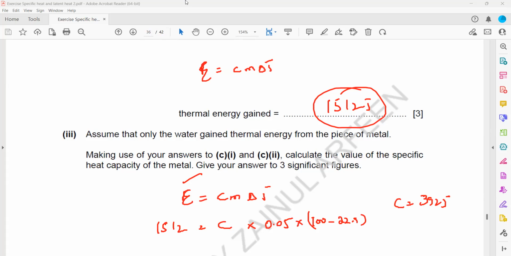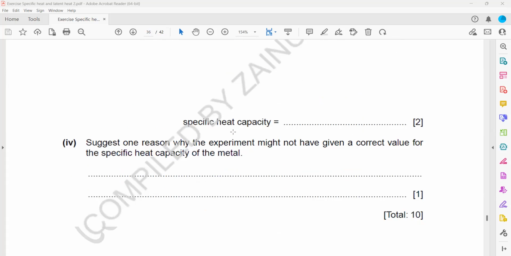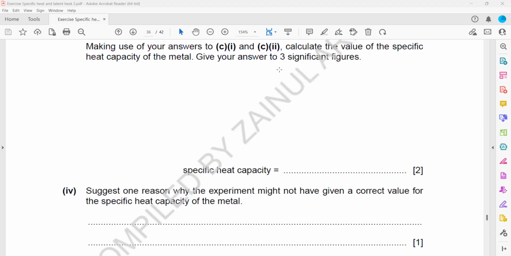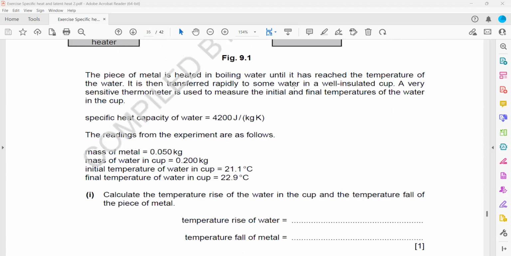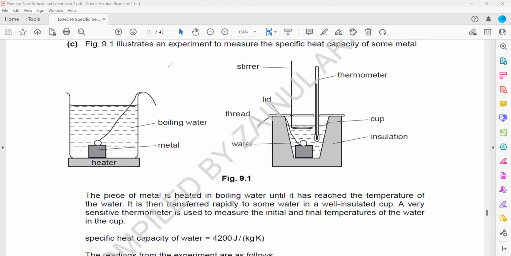And why are these values not the same? One reason is heat loss to the surroundings. You can also say one reason why the experiment might not give the correct value for the specific heat of the metal is heat loss to the surroundings when we are transferring this metal or the water absorbed. Mainly, when we remove this metal, maybe the metal was not at 100, it was below 100. That might be a reason as well.